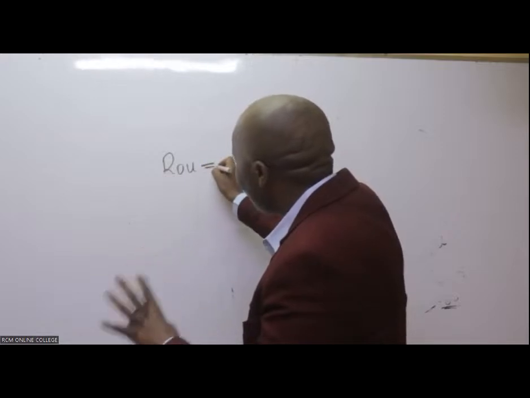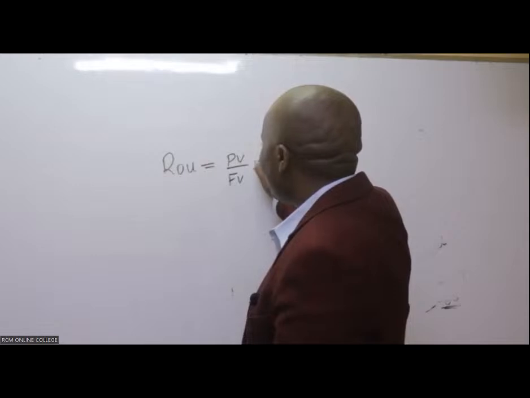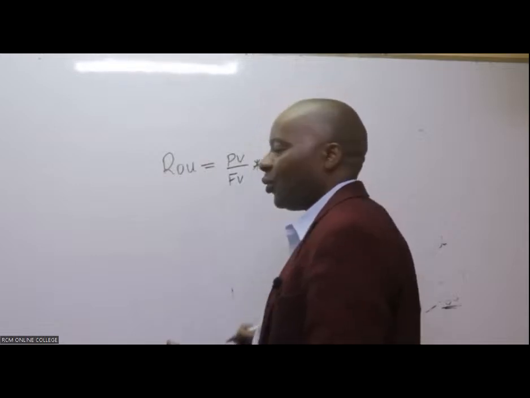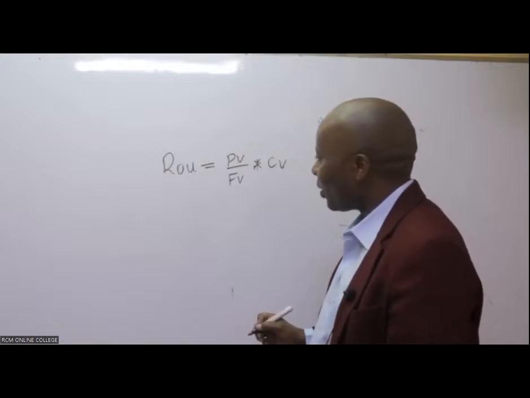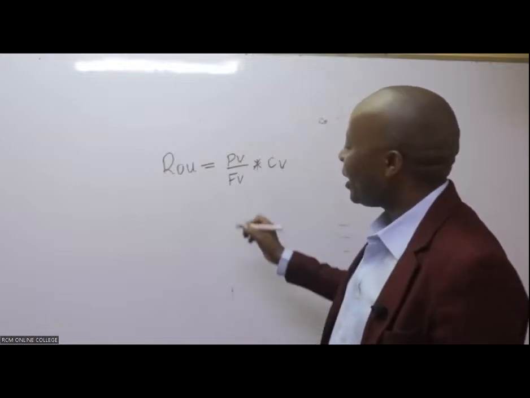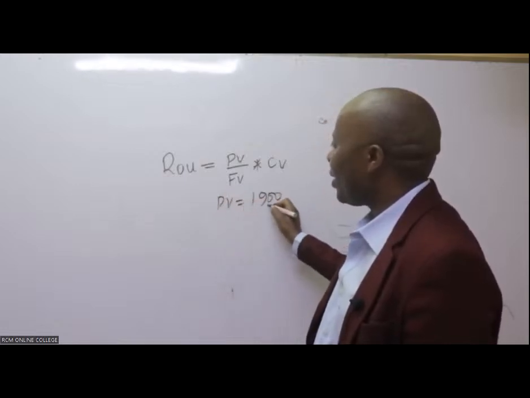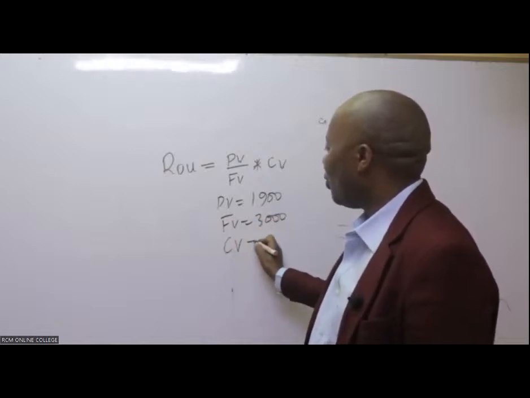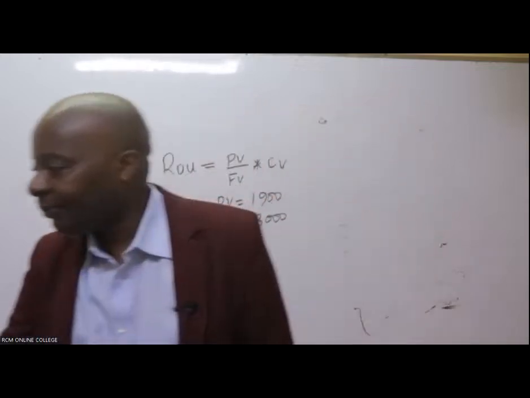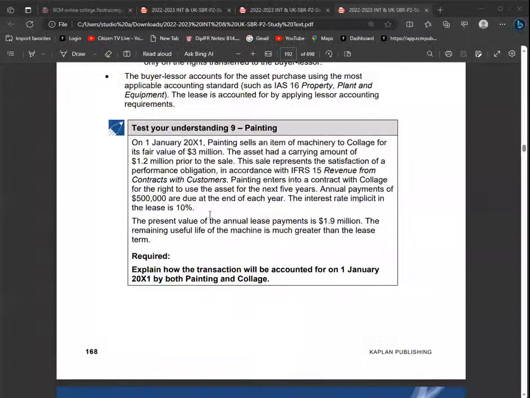So you get a student writing a formula: present value over fair value, times carrying value. So you ask why. I think it's a student who never took time to understand. In this case here, the present value has been given as 1900. The fair value has been given as 3000. The carrying value has been given here as 1200.